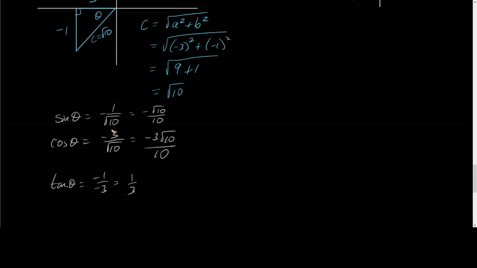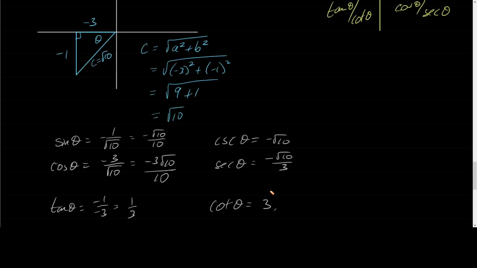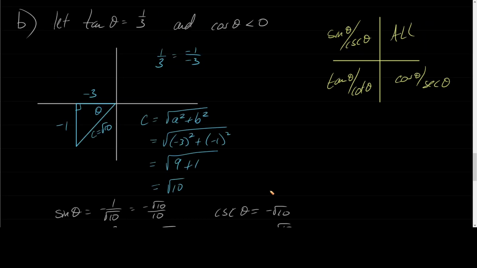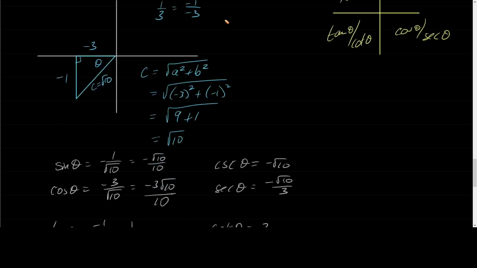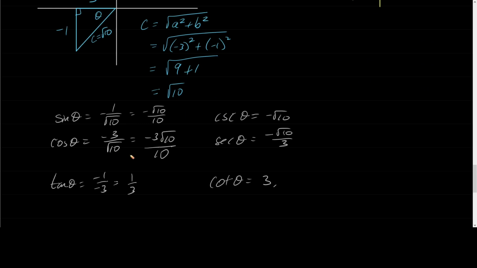Similarly, we can figure out all the other ones. Cosecant theta would be just negative radical 10. I just take the reciprocal of this one. Secant theta would be negative radical 10 over 3. That would be this one. And lastly, cotangent theta would simply just be 3. All right. And again, we're consistent with what we wanted because we wanted cosine to be less than 0. And we definitely got that.